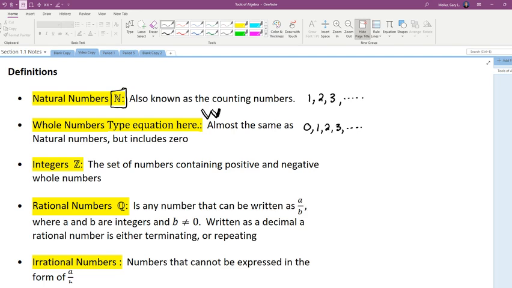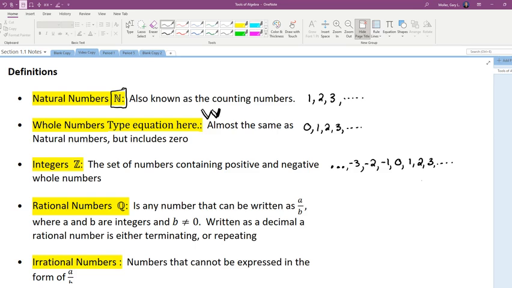All right, next up is integers. Integers, which uses the symbol Z right here. And no, I do not know why it's a Z. The set of numbers containing both positive and negative whole numbers. So now we're not just talking about whole numbers here, which are just positives. Now with integers, we're talking about the set of numbers that includes making those whole numbers also negative. All right, so you can see some real overlap in all these concepts here.